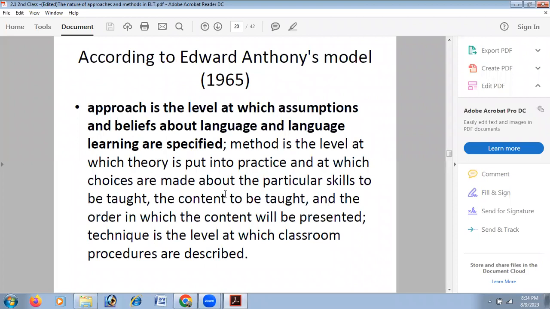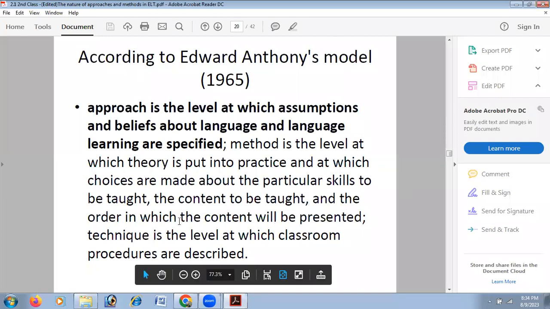Here, Edward Anthony, that means he came up with this term, approach, methods, and techniques. According to Edward Anthony, approach is the level at which assumption and beliefs about language and language learning are specified. That is the theory. Method is the level at which theory is put into practice, at which choices are made about the particular skills to be taught and the content to be taught and the order in which the content will be presented. That is the technique. So that is the relation between approach, method, and technique.